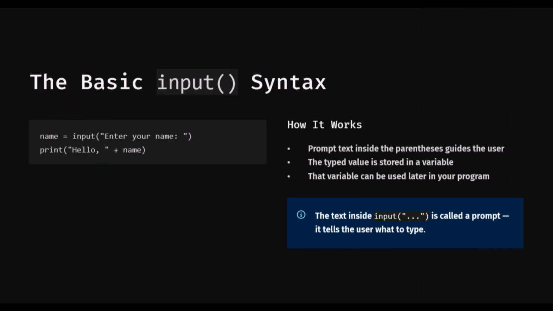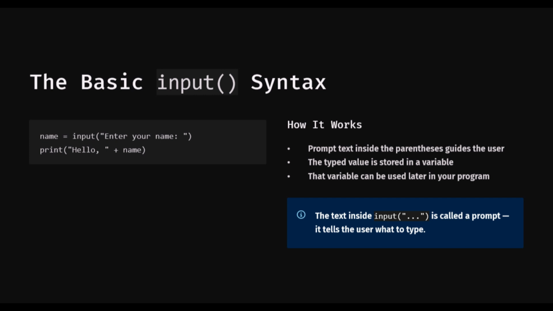The basic input syntax. Now let's look at the actual syntax. Writing an input statement is very straightforward. As you can see in the code example, we use the input function and place a string inside the parentheses. This string is called a prompt. Its job is to act as an instruction, telling the user exactly what they need to type. When the program reaches this line, it displays the prompt and waits. Once the user types their information and hits enter, that value is captured and stored directly into a variable.